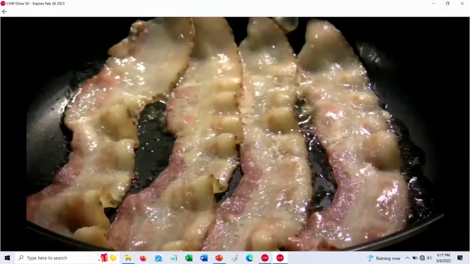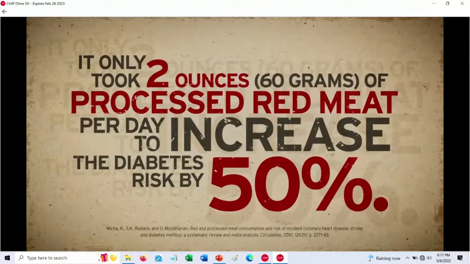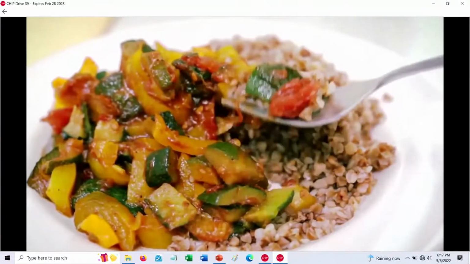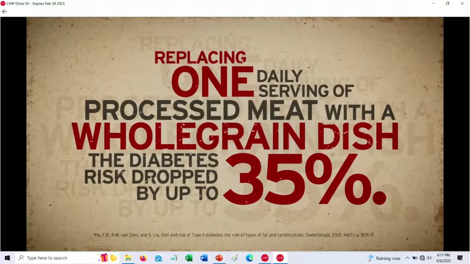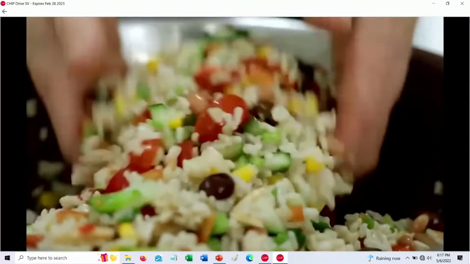They also found that the daily use of only 2 ounces, that's about 60 grams of processed red meat like bacon, hot dogs, or sausages, increased the diabetes risk by 50%. But when they replaced 1 daily serving of those processed meats with a whole grain dish, the diabetes risk dropped by up to 35%. Think of it. Just imagine replacing some processed meat with some whole grain dish, 35% drop in the risk of diabetes. Amazing, isn't it? What could make the difference?